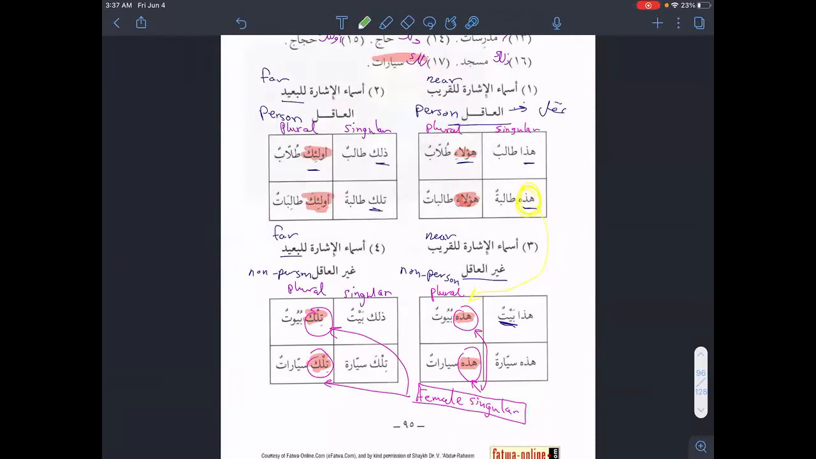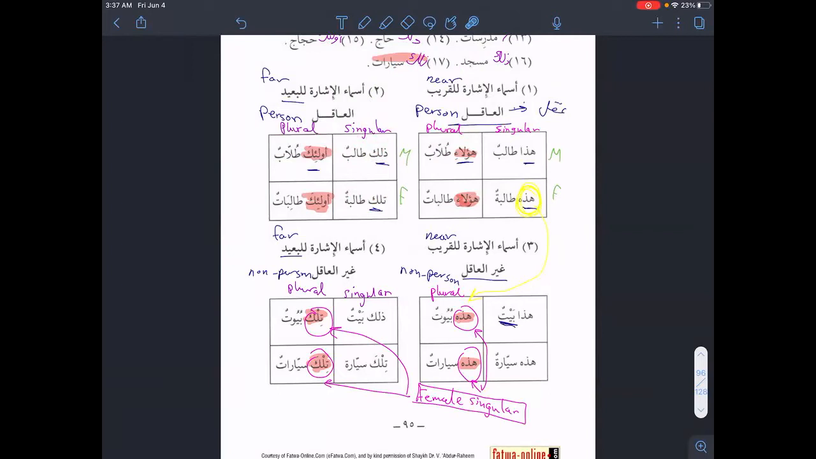And something else. So this is male, female. For male, we use ذلك. So ذلك طالب. That is a student. For female, we use تلك. That is a student, female student, basically. So this is a singular form.